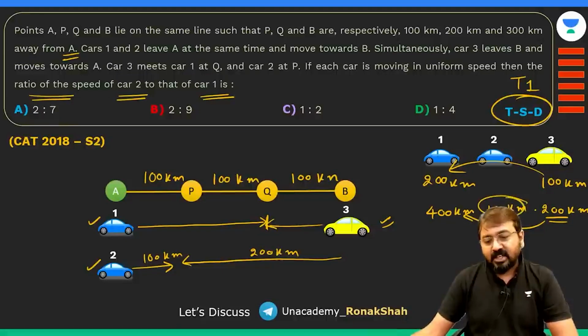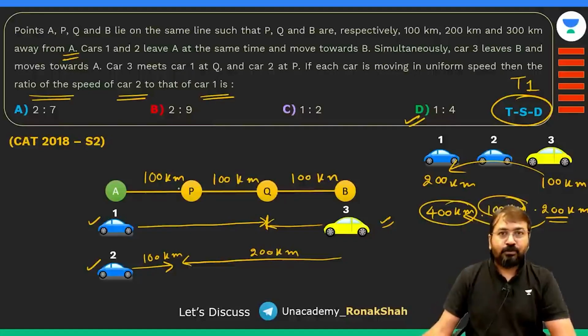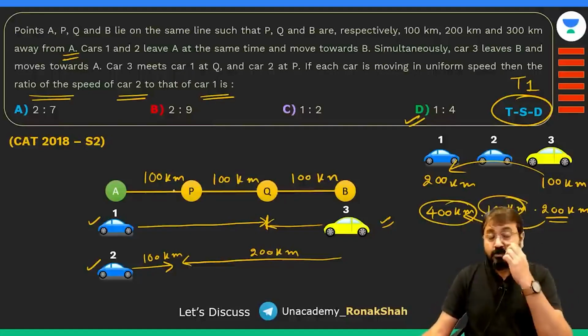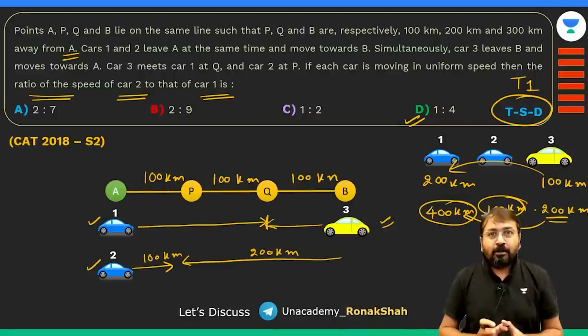Can I say that the ratio of distance in the same time is 100:400? So the ratio of speed is nothing but 1:4. How much time should it take for you to solve such a question? Just think about that.